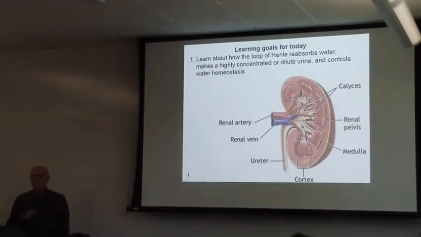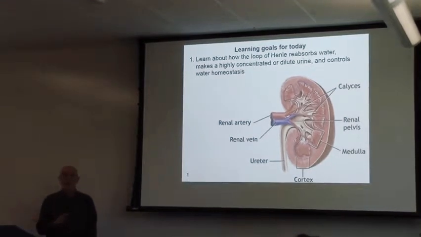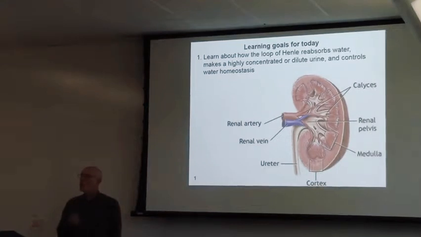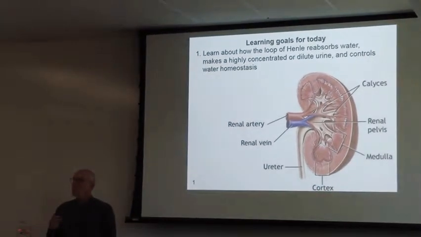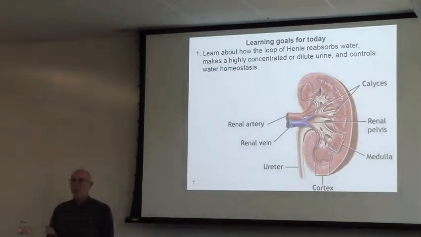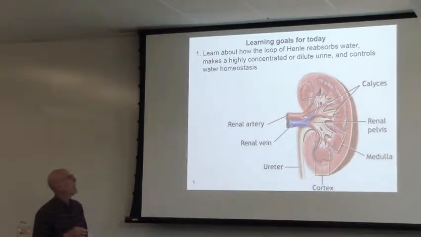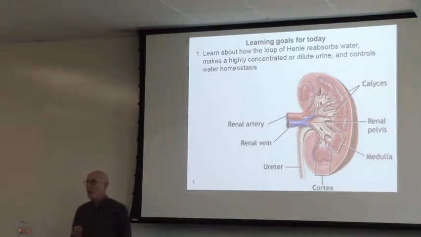So we've been talking about tubular reabsorption: sodium, glucose, bicarbonate, potassium. We've talked some about the importance of water reabsorption, especially in the proximal tubule, where water reabsorption accompanies sodium and glucose reabsorption. Now we're going to focus on the loop of Henle, and we're going to talk about control mechanisms for water. We're going to focus on water homeostasis.